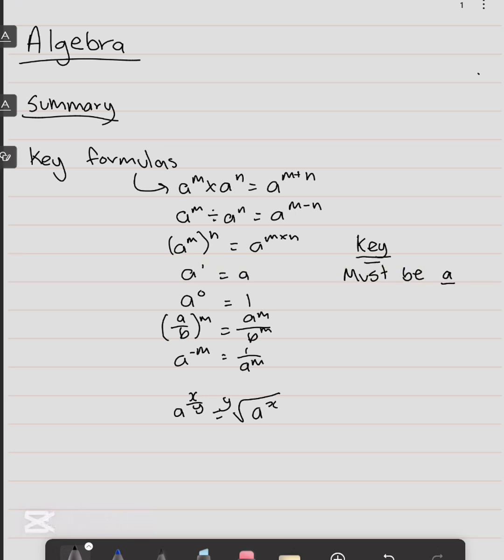A key that must be remembered is that the a in these indice rules must be the same, so 2 and 2, not 2 and 4.